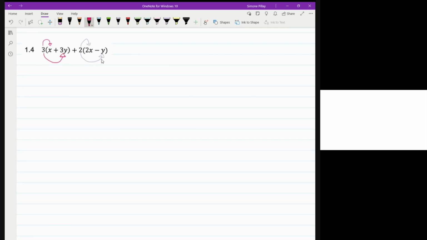Okay, so I know you're going to tell me distribution, but I don't know what to do here. So I see I'm going to have 3 times x. I see I'm going to have 3 times 3y. I see I'm also going to have 2 times 2x, and I see I'm going to have 2 times negative y. How do I do these things?